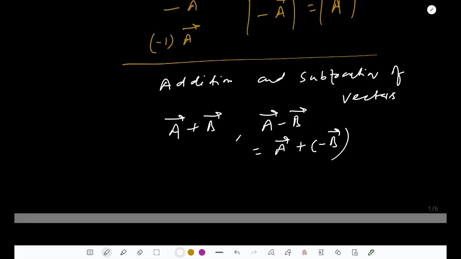That minus vector b has a direction opposite to that of vector b, and they must be added. Subtraction is also an addition in vectors. So that is why I told earlier that addition and multiplications are defined for vectors, not the subtraction.